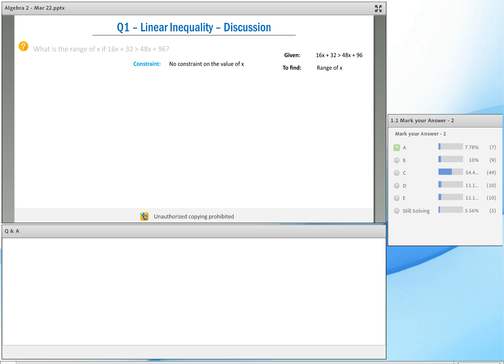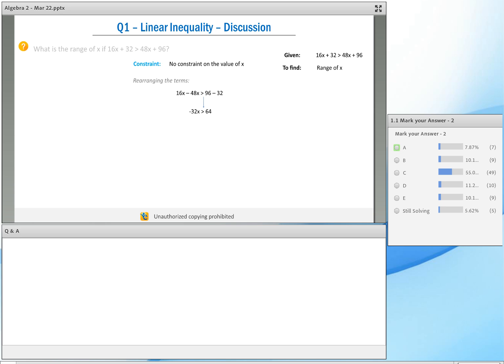And you ask, is there a constraint on x? No, there is no constraint on x over here. Since there's no constraint, you can start solving the inequality. You start rearranging the terms. You bring all the terms with x on one side. You take all the terms with pure numbers on the other, and you get this rearranged inequality.